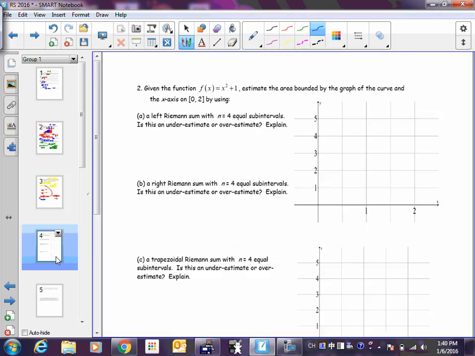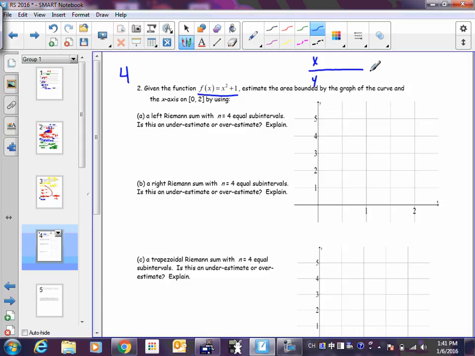Okay, turn to page 4 in your packet. Remember, it was not in order. Sorry about that. It gets towards the back. On the questions we did before, we were given a table. Here, what are we given? A function, an equation. We're given a graph that we can use, but we're not given our own table. So we need to come up with a table.